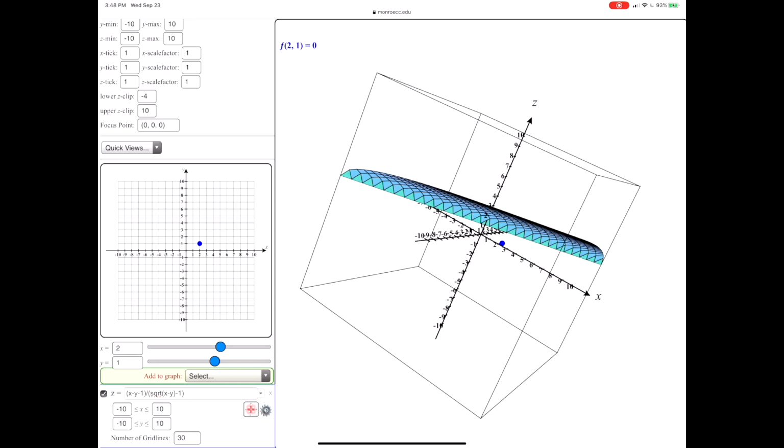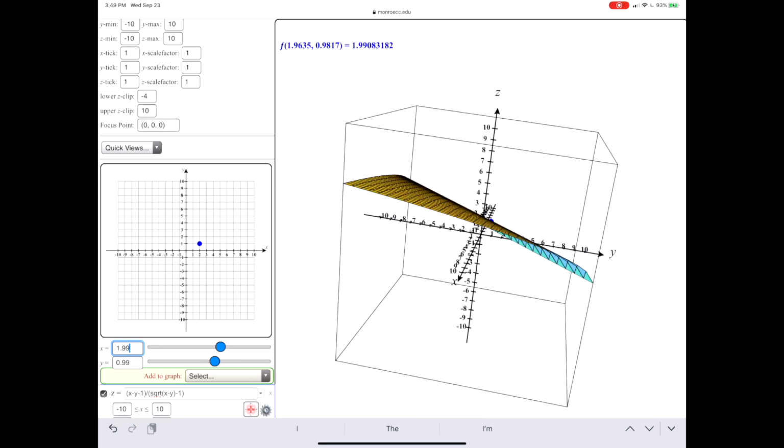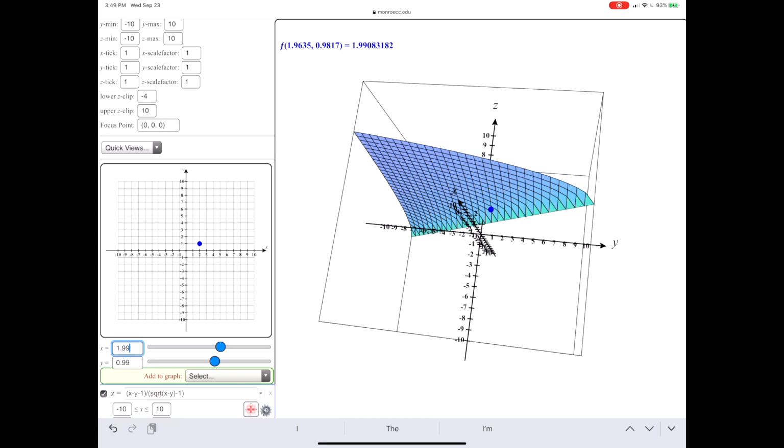So, if we look at it from each side, so if we look at 2, let's do like 2.1 and 1.1, right? Do you see that up in that left corner, f of 2.1 comma 1 is 2.04880885, right? And then if we go the other way, we go to 0.99, I guess, and then we go to 1.99. Notice that we're coming right up on 2. Okay, so as we're approaching that disk, you can look at the planar region on the left, and what's happening is we are approaching a z value of 2.